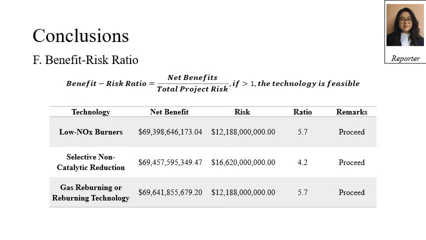The benefit-risk ratio is the ratio of the net benefits with the identified total project risk. A benefit-risk ratio greater than 1 means that the project is feasible and the project can be proceeded as planned. Based on computations, all three technologies have a benefit-risk ratio of greater than 1, which means that the project could be implemented. Both low NOx burners and gas burning technology had the highest benefit-risk ratio of 5.7.